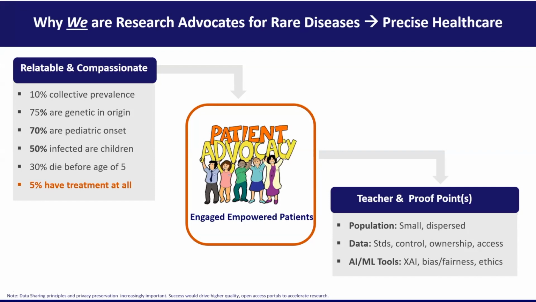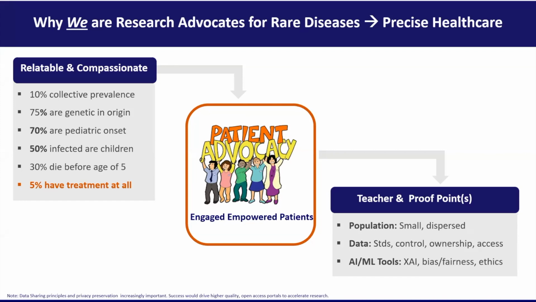And then secondly, rare diseases impact a population that we are all compassionate and care for, children. So 70% are pediatric onset, and 30% die before the age of 5. So this is something that's absolutely critical to all of us. It touches all of us. It is relatable.